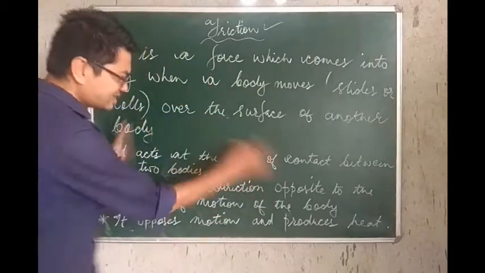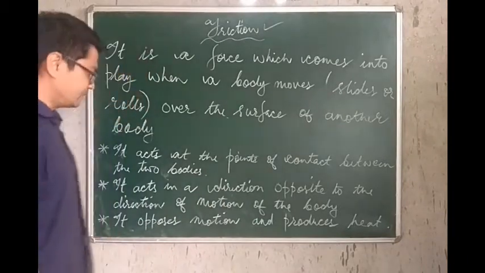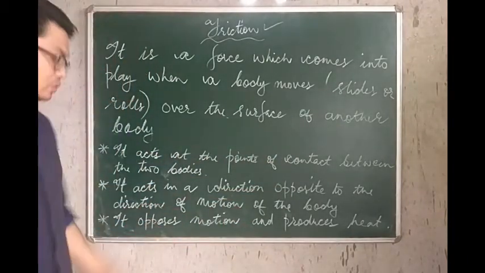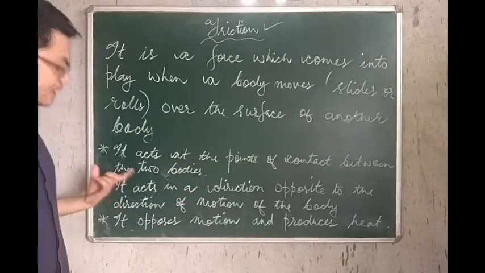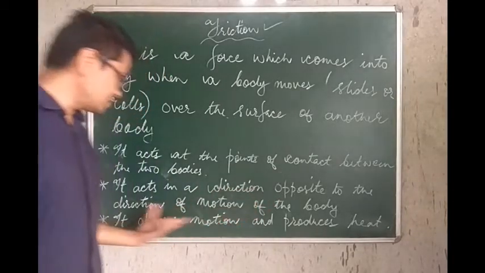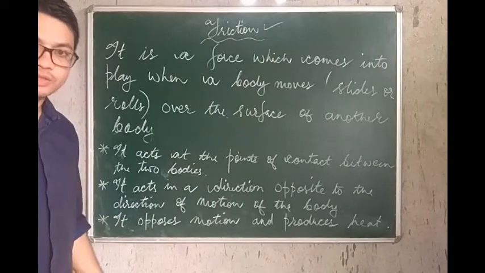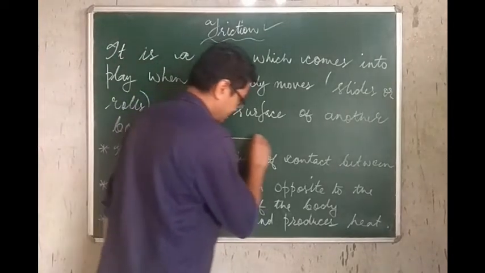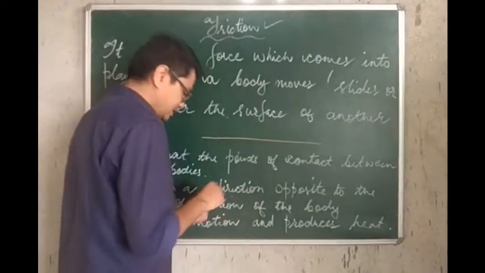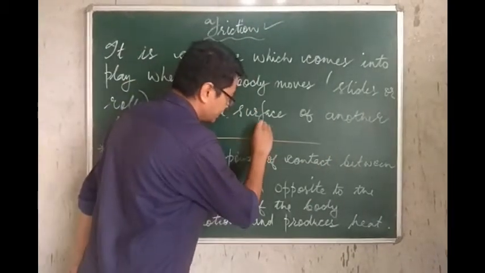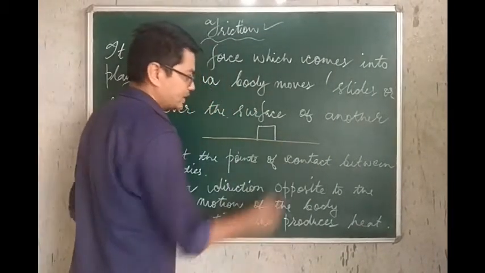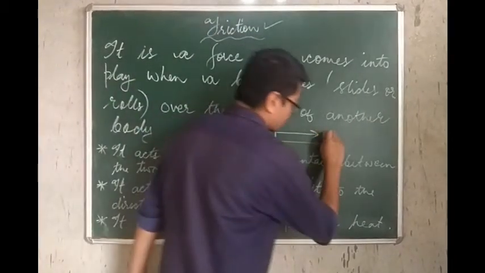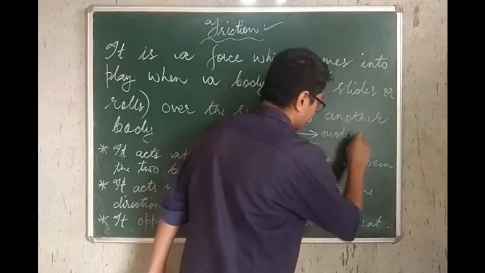Now, these are some of the basic points that I've written about friction. It acts at the point of contact in the two bodies, of course, two surfaces or two bodies. It acts in a direction opposite to the direction of motion of the body. So to say this is the ground and we have this body over here which is moving towards your right hand side. So this is the direction of motion of the body.